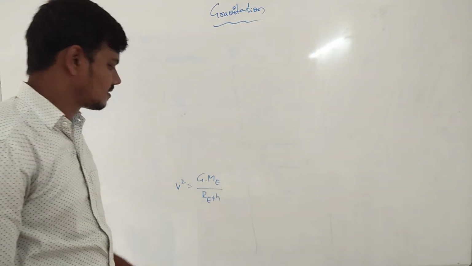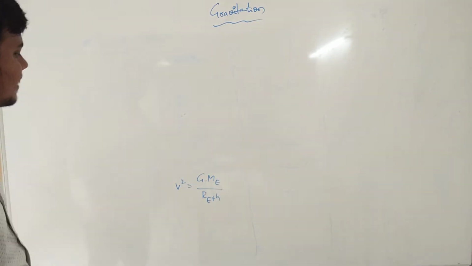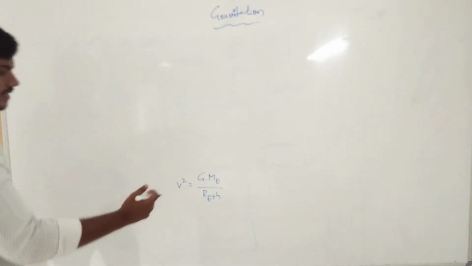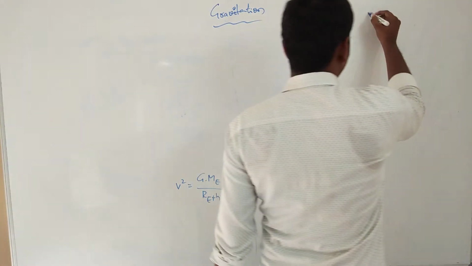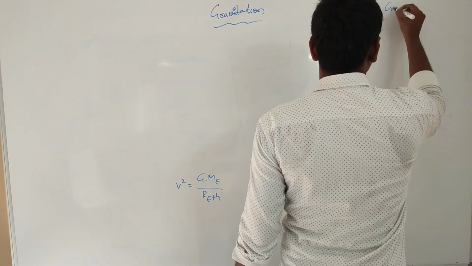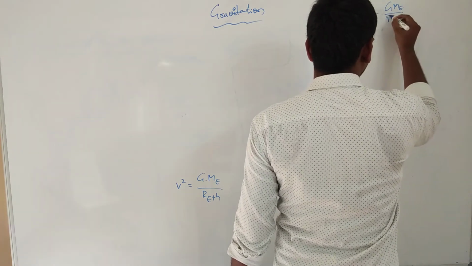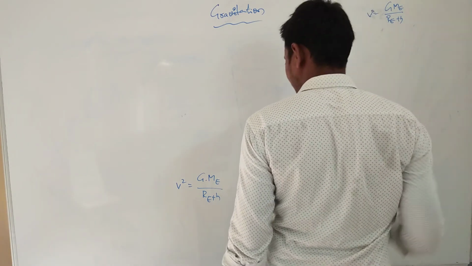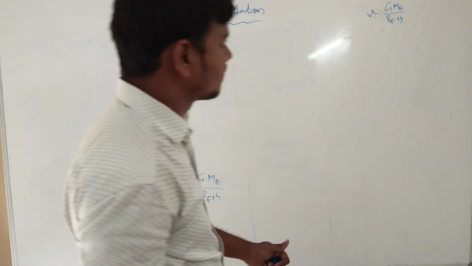Clear here? This is the velocity equation. Since v square is equal to capital G capital M_E by R_E plus h.